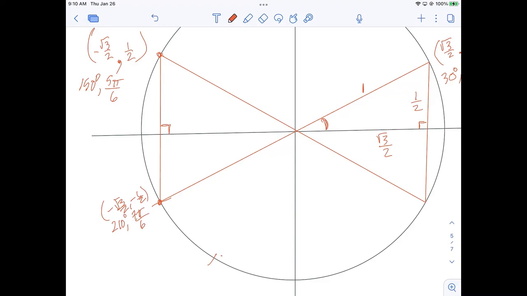What's cosine of 7 pi 6? Negative square root of 3 over 2. Yeah, what's sine of 7 pi 6? Negative 1 half, so on and so forth. What's tangent of 7 pi 6? Tangent's y over x.